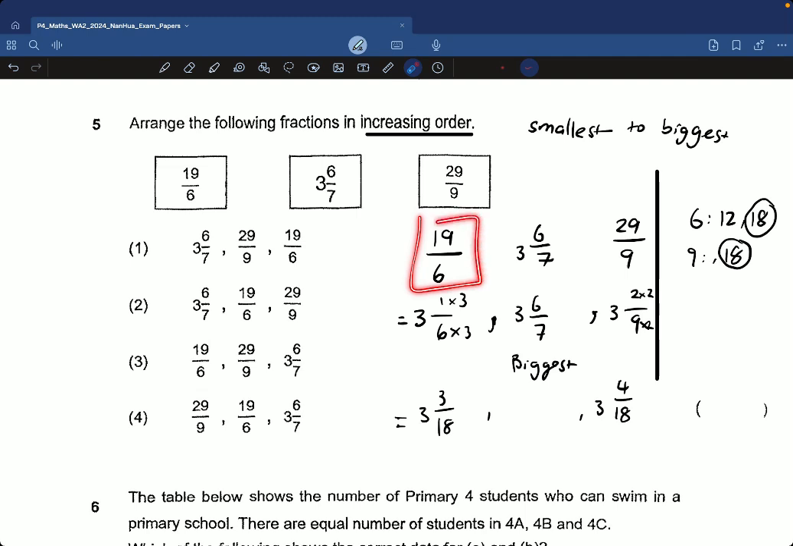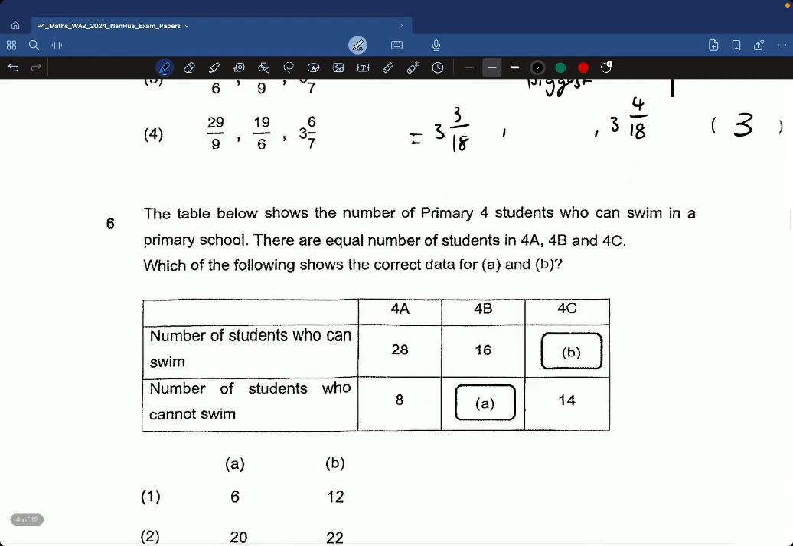That means 19 over 6 over here is the smallest, and 3 and 6 out of 7 is the biggest. So from there, you can see 19 over 6 is the smallest and 3 and 6 out of 7 is the biggest, which means that the answer is number 3. Let's move on to the next question.